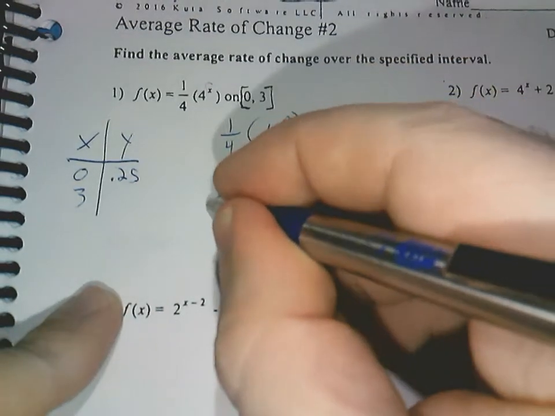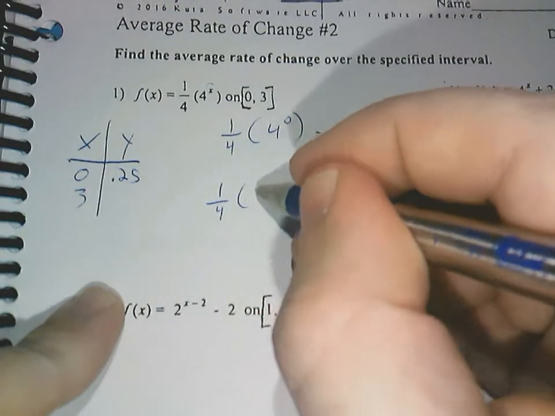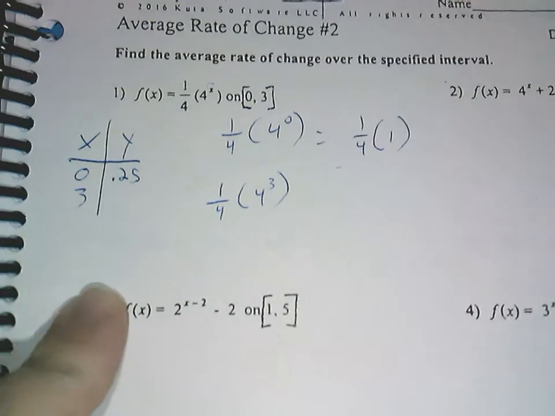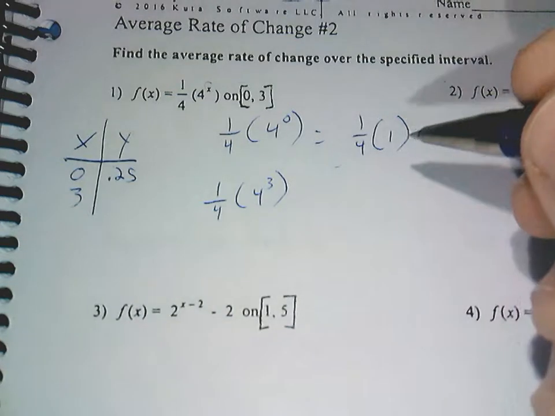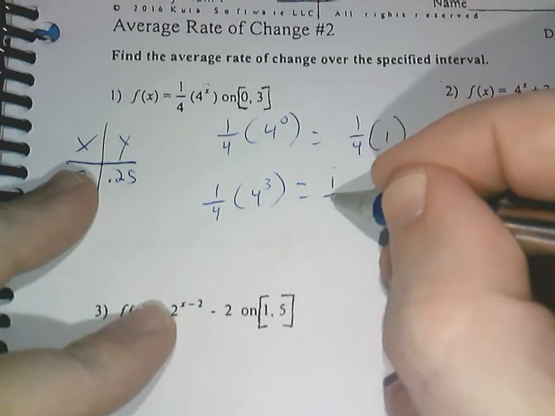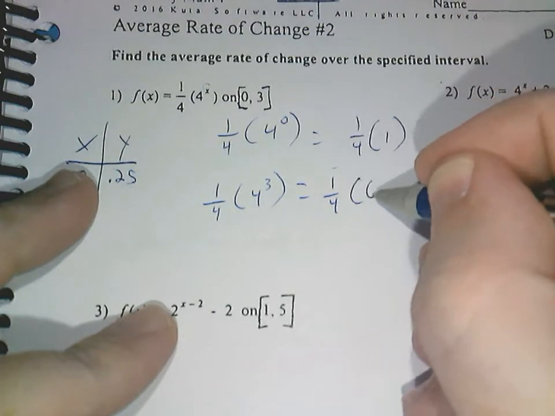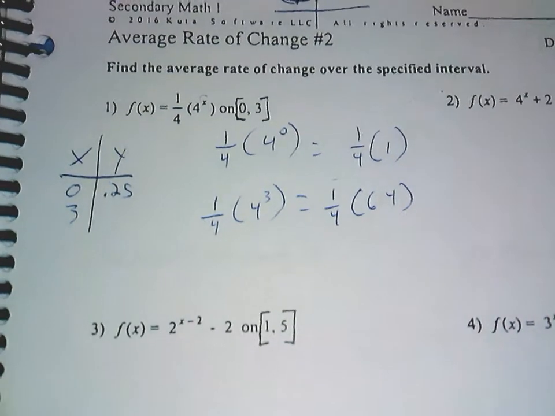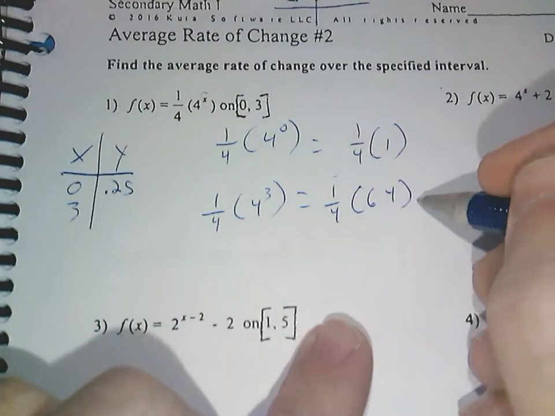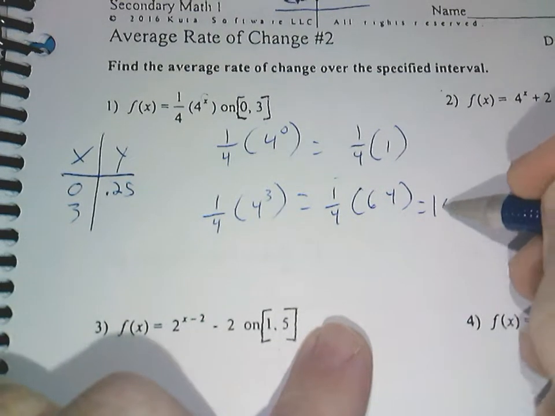Then I do the same thing for the other x-coordinate, 3. So I have 1 over 4 times 4 to the 3rd power. 4 to the 3rd power is going to be 64. So I have 1 over 4 times 64. I take 64 and multiply it by 1 over 4, or 0.25. That's basically saying I'm going to divide it by 4 one time, and what I'm going to get is 16.